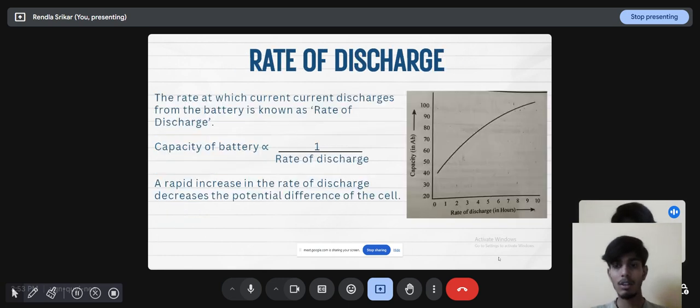It refers to the amount of current a battery can discharge in a given span of time. Here, the capacity of a battery is inversely proportional to the rate of discharge. On the right side we have a graph: as the rate of discharge increases, the capacity of the battery decreases. That is, it is not increasing, it is inversely proportional.